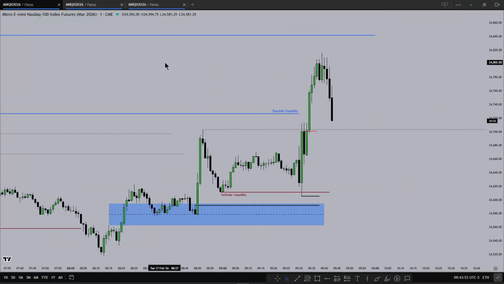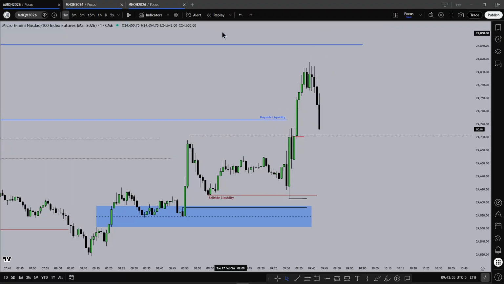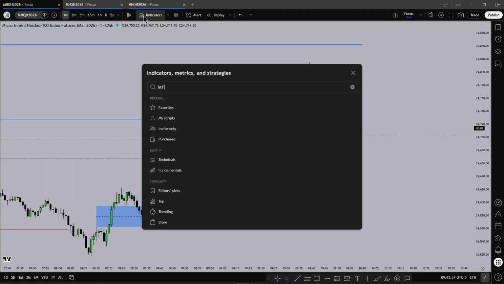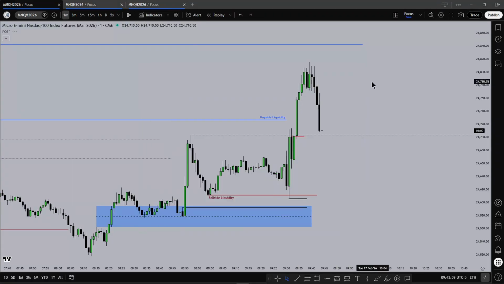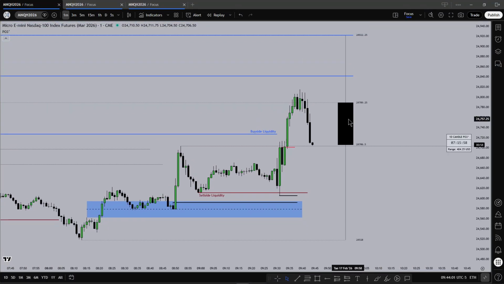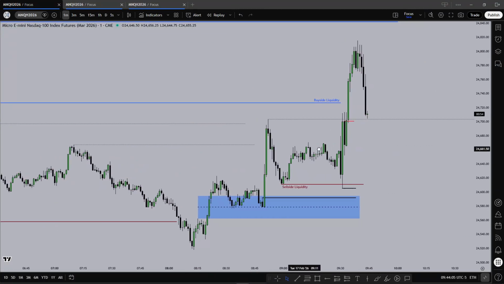Like the high time frame PO3 kind of thing. This one, like this one, kind of like that, but it's by Faddy or Faddy. Yeah.